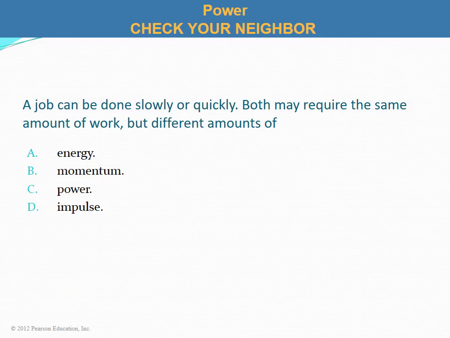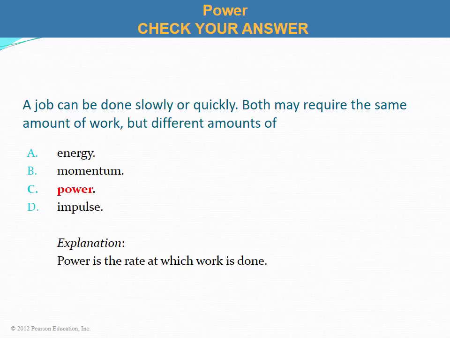A job can be done slowly or quickly. Both may require the same amount of work, but different amounts of A, energy, B, momentum, C, power, D, impulse. C, power. Power is the rate at which work is done.